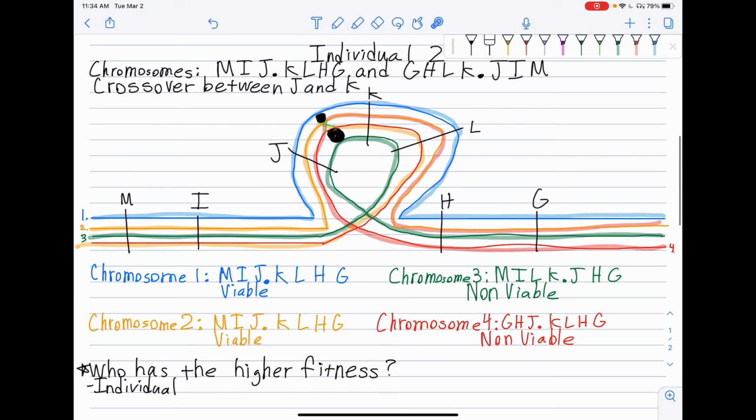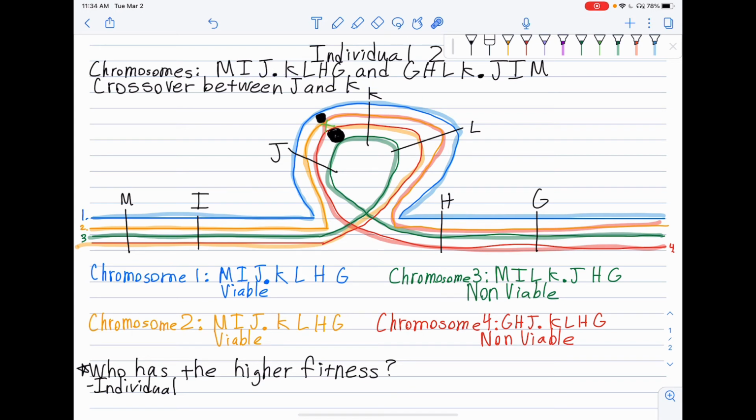Individual 2 has these two chromosomal arrangements and another crossover right between J and K, formed by the X. Chromosome 1 follows this road, stays on this road and ends here, and it is viable. Chromosome 2 starts here, crosses over right here at the X, and ends there, and it is viable because it matches one of the parents.